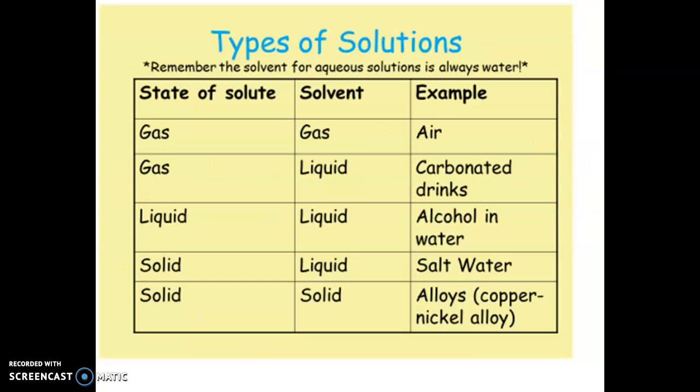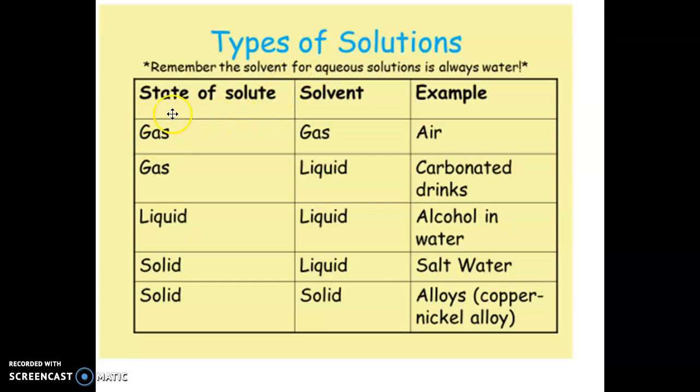Okay, so let's look at the different types of solutions that we can come across. Notice we always have a solute and we have a solvent. Remember the term when we say something is aqueous. If I have an aqueous solution, that means that the solvent is always water. That literally means dissolved in water. But you can have a whole bunch of other types of solutions.